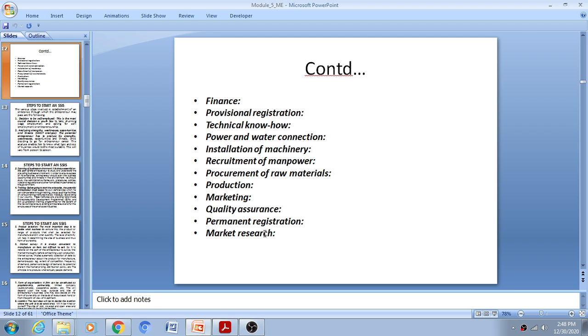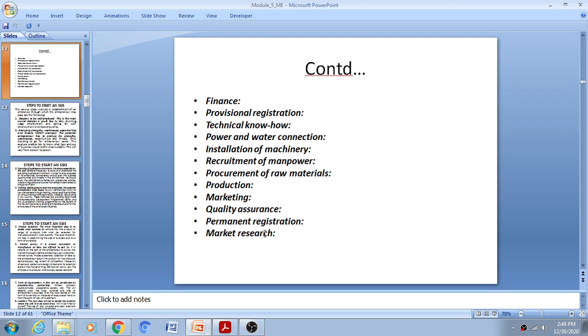The next one is provisional registration. When you start a small industry, you don't register directly, but you would first go for a provisional registration of the industry under the selected government agencies. So that has to be done again.